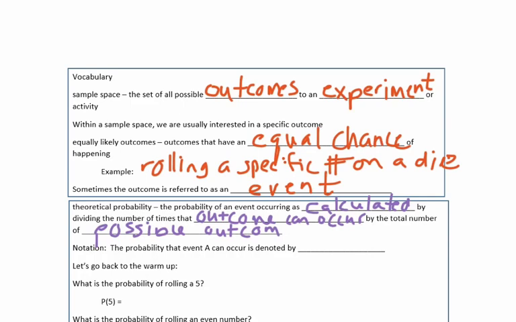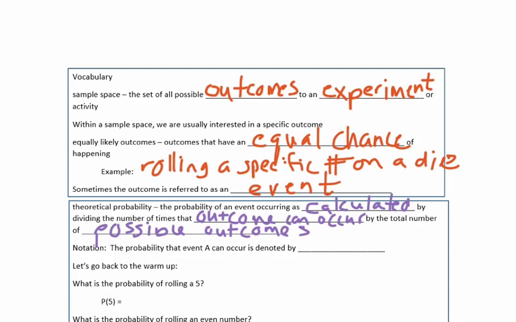So for this, you would not actually roll the die. You would look at the die. You would note what all of the possible outcomes are, like what's the sample space, and then whatever event you were interested in, say rolling a 2, you would look at how many times you could roll a 2 and then put that over the total possible outcomes.